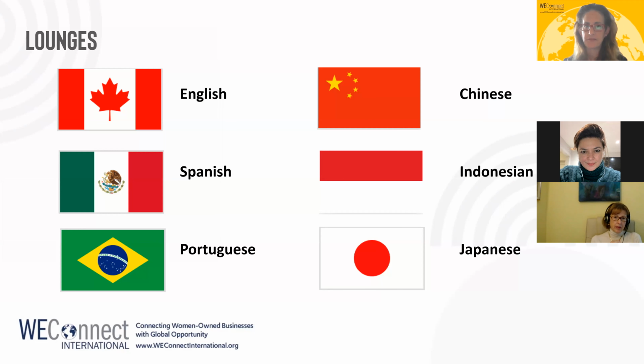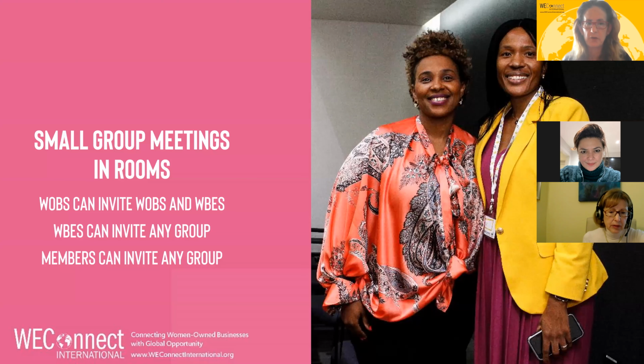While the main language of the event will be English, you can actually see the event in any of these languages, and also French and German, I believe, as well. We also will have lounges where if you're a Chinese speaker, you can go to the lounge and find other Chinese speakers, et cetera. And the lounges will be open during certain periods so you can network with people who speak your language. We'll have small group meetings in rooms. And rooms is a certain feature of the Hubilo platform. And there are certain rules to who can invite whom to meetings, which I've just reviewed.